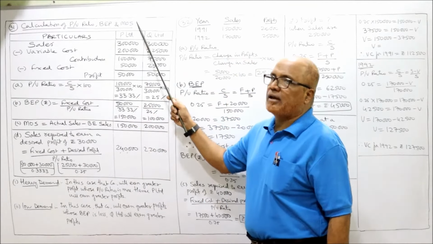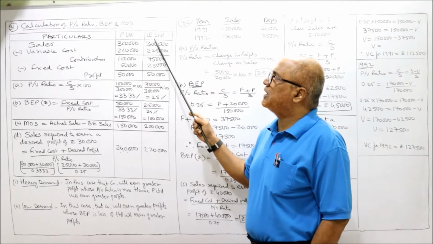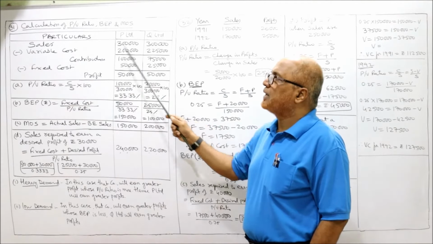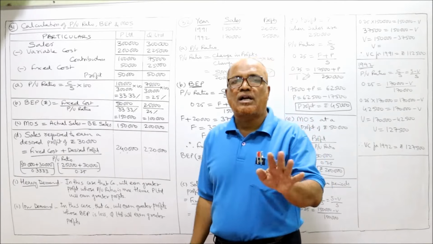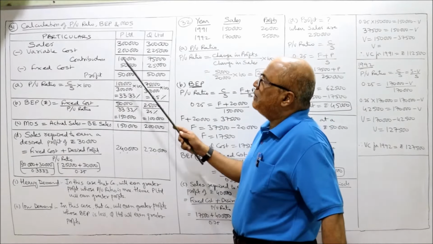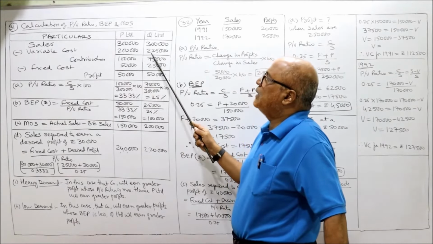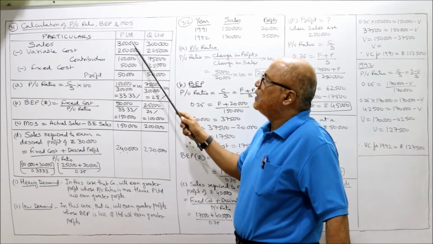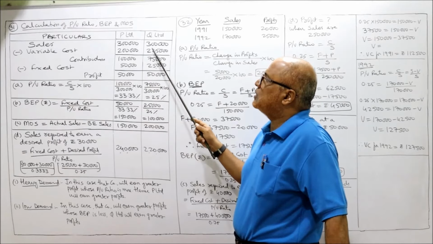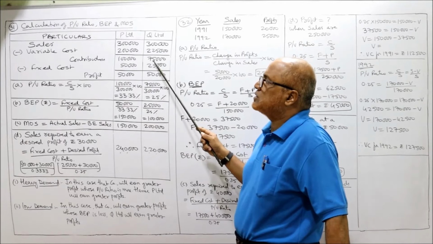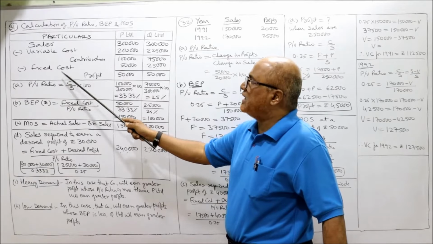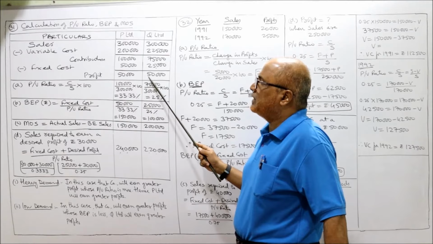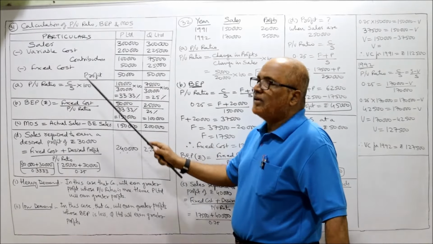Calculation of PV ratio, BEP and MOS. Two columns I have prepared, P Limited, Q Limited. Sales are given 3 lakh P Limited, 3 lakh Q Limited. Less variable cost. Variable costs are different for both the companies. In P Limited, variable cost is 2 lakh, Q Limited 2,25,000. So sales minus variable cost will get the contribution. So 3 lakh minus 2 lakh, 1 lakh contribution, 3 lakh minus 2,25,000, 75,000. Contribution minus fixed cost, 50,000, 25,000. So profit remaining 50,000, 50,000. Right? Now we'll attempt one by one.